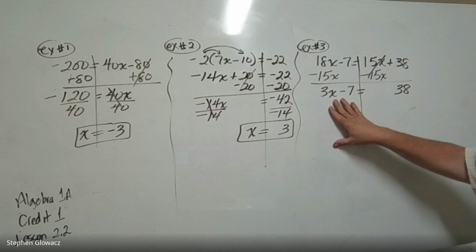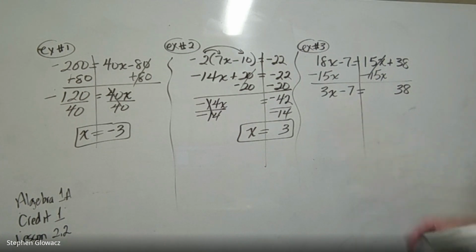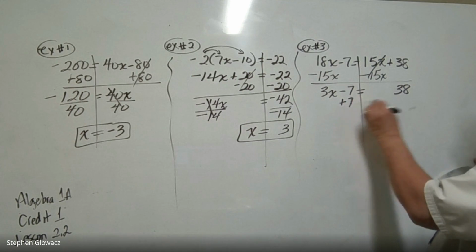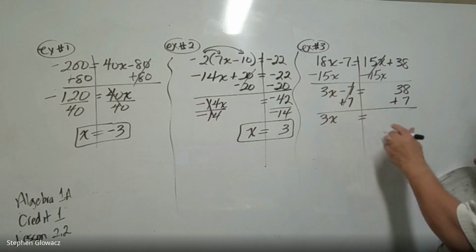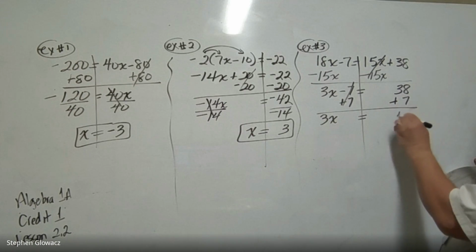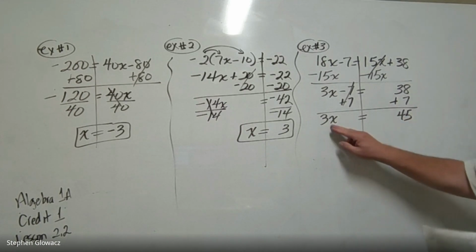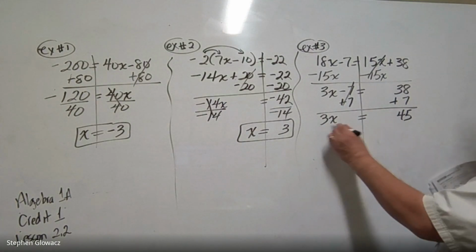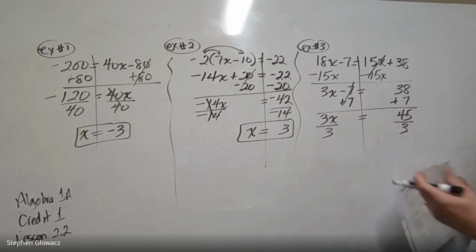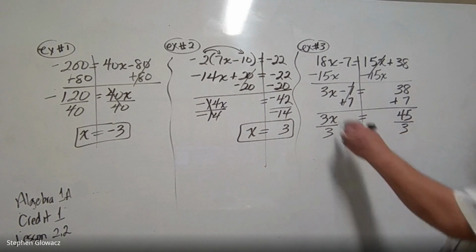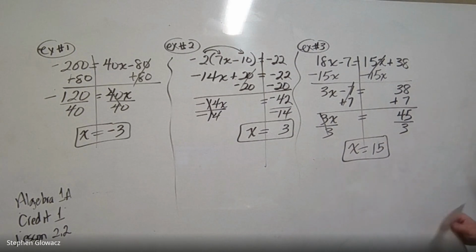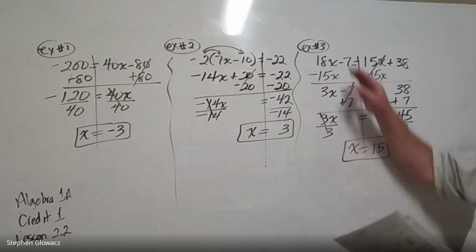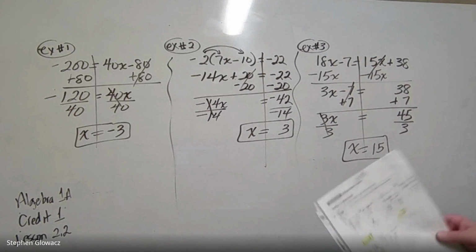X is now only on the left-hand side, so we're focused on the left. Again, addition and subtraction is first. The opposite of subtracting 7 is to add 7 to both sides. The 7s cancel out, and we have 3x equals 38 plus 7, which is 45. Our last step: x is being multiplied by 3, so we divide by 3, the inverse operation of multiplication. The 3s cancel out, and 45 divided by 3 is 15. That's our answer for our third example, which correlates to problem number 3.